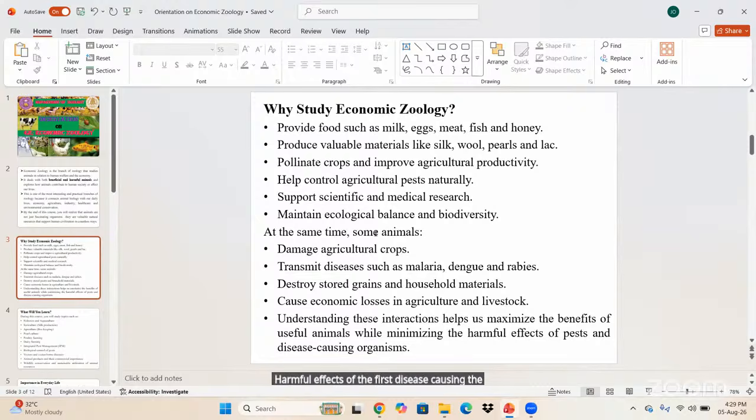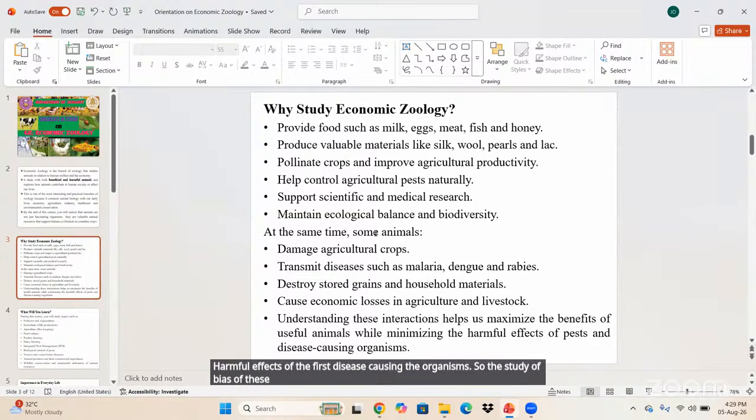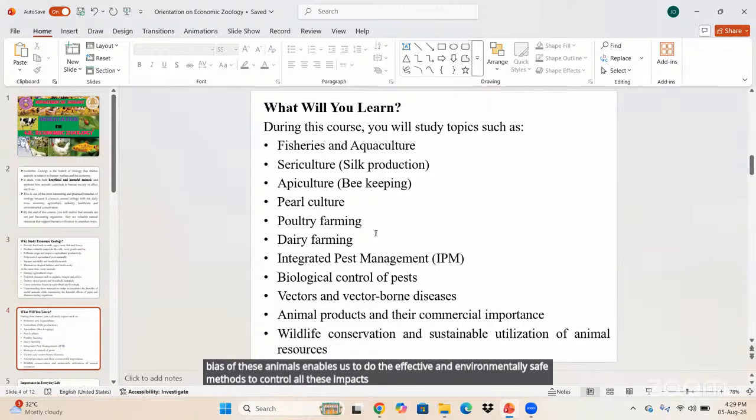So the study of biology of these animals enables us to develop effective and environmentally safe methods to control all these impacts. Okay, so what will we learn from economic zoology?